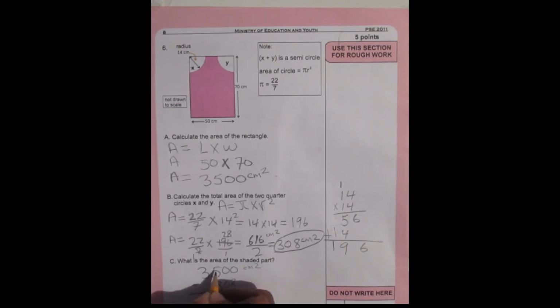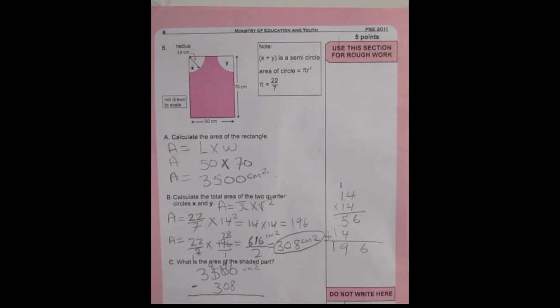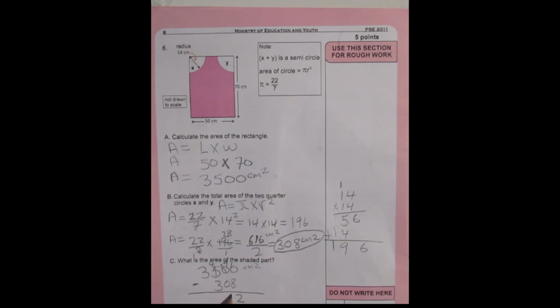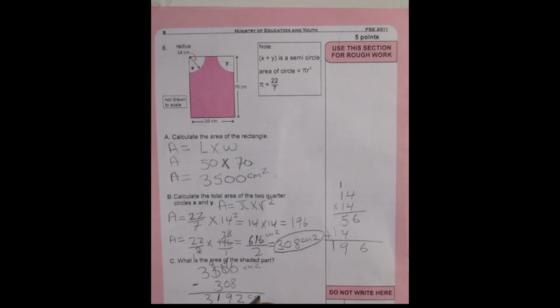0 cannot go into it, so we have to borrow all the way from the 5. The 5 becomes 4. This becomes 10. Borrow from a 10 becomes 9. And that becomes 10. 10 minus 8 is 2. 9 minus 0 is 9. 4 minus 3 is 1. And 3 from nothing is 3. So our answer is 3,192 centimeter square. And the problem is solved.